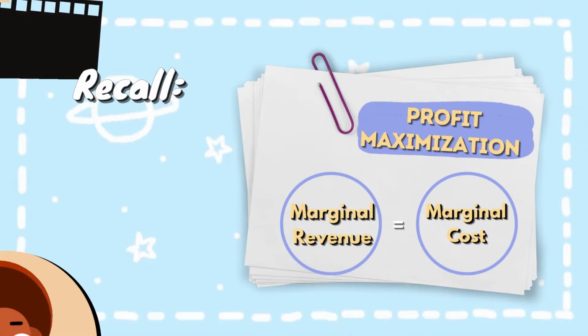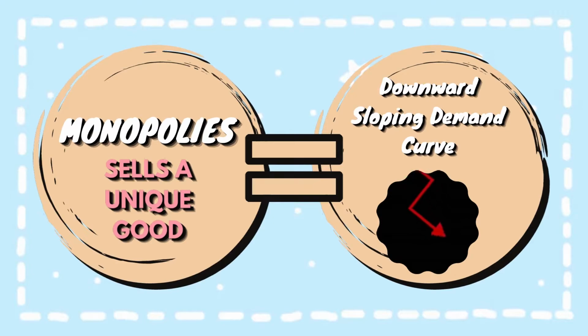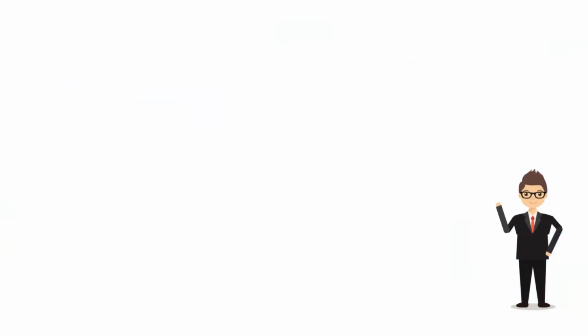To maximize profit, firms produce at the level of output where the marginal revenue equals the marginal cost, same as for the competitive firm. Since a monopoly sells a unique good, it faces the entire downward sloping market demand curve. As a result, marginal revenue is going to be less than the price. In any linear demand curve, marginal revenue begins at the same point on the vertical axis as the demand curve, and marginal revenue has twice the slope.